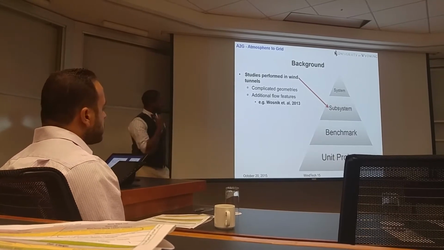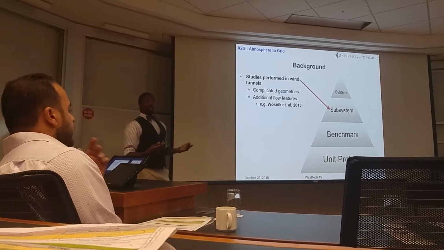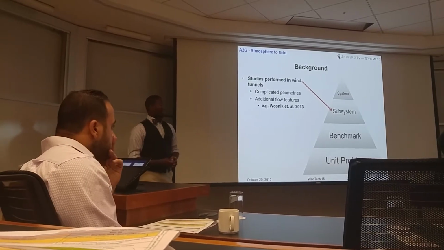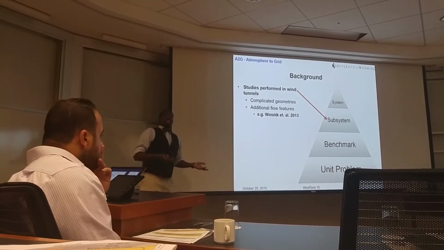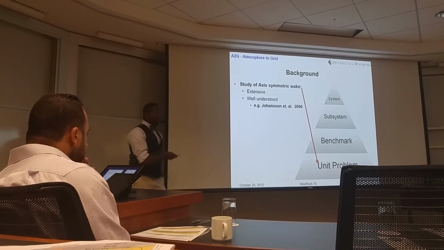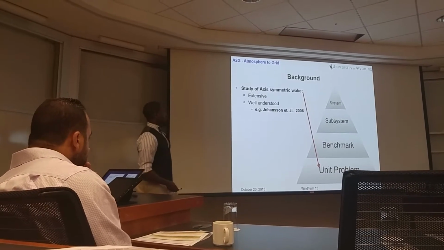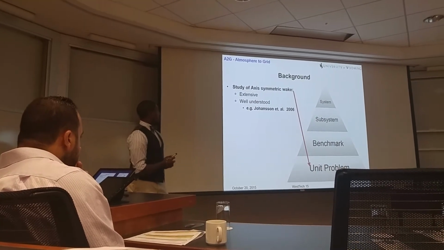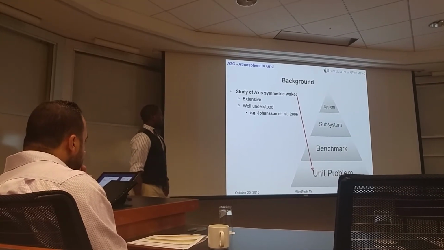The awesome Mark Watson back there, 2013. But even then, you now have complicated geometries. You have hub wakes, turbulent wakes, tower wakes. Does that change the behavior? And then we kind of make this jump to the unit problem, right? Where you only have one essential flow physics. We have axial momentum deficit. And we've done a great job in the axisymmetric wake.